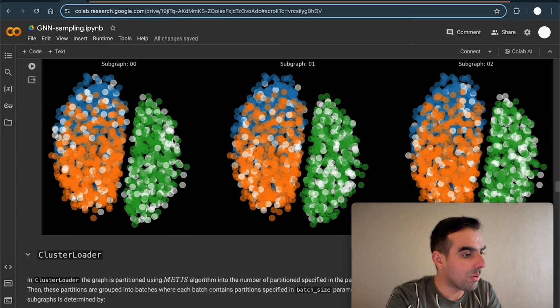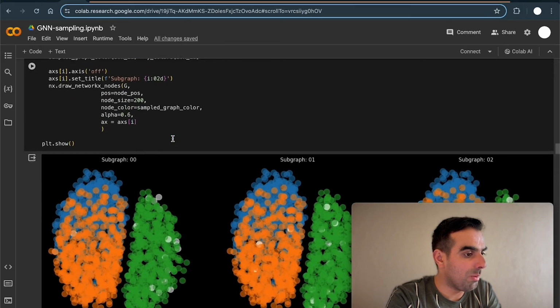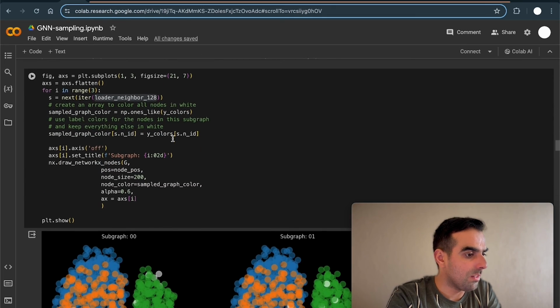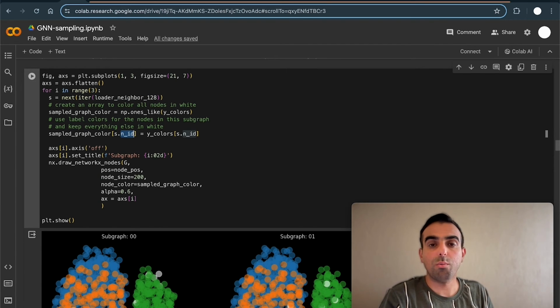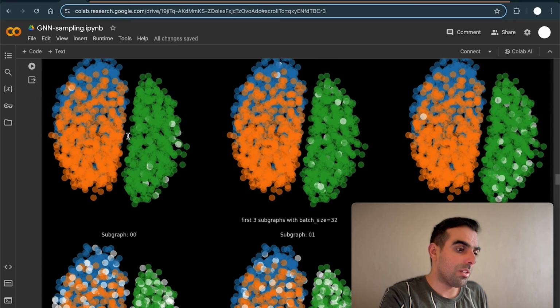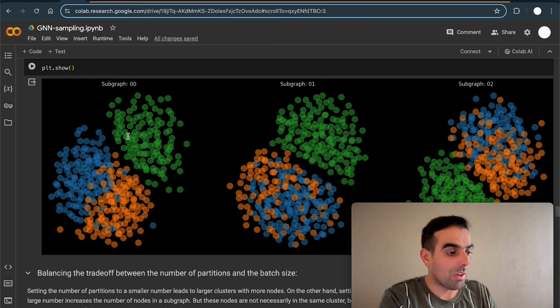In neighbor loader, it used to return the global indices. These are the global indices, n_id. The indices using the original feature matrix and the original adjacency matrix. But in cluster loader, these indices are not retained. So I have to create another graph using NetworkX.